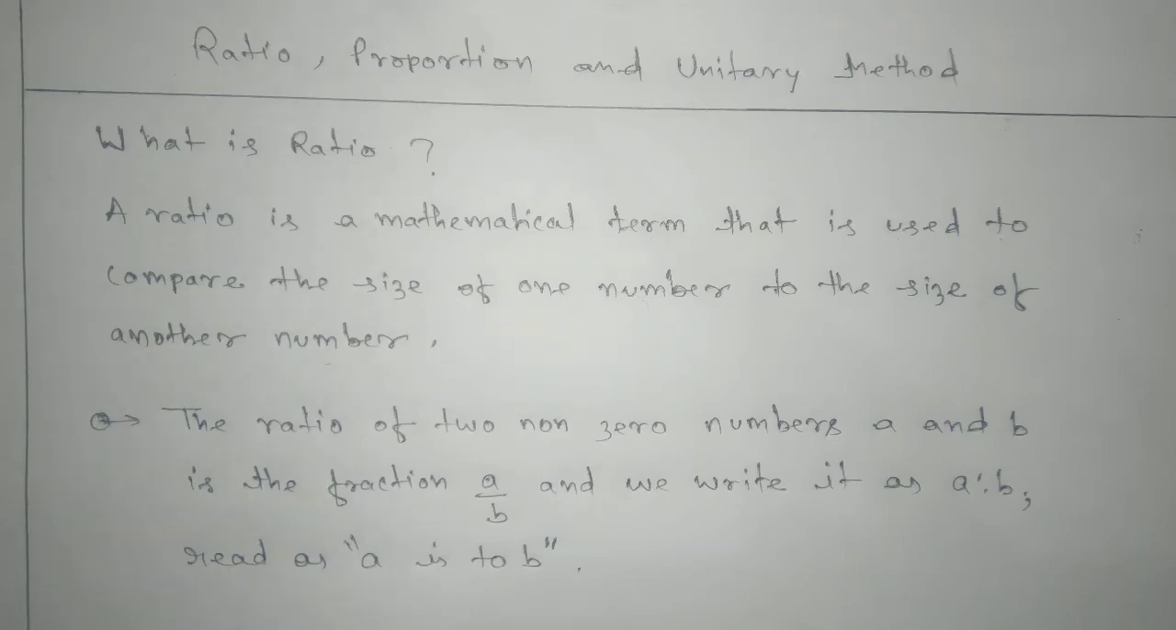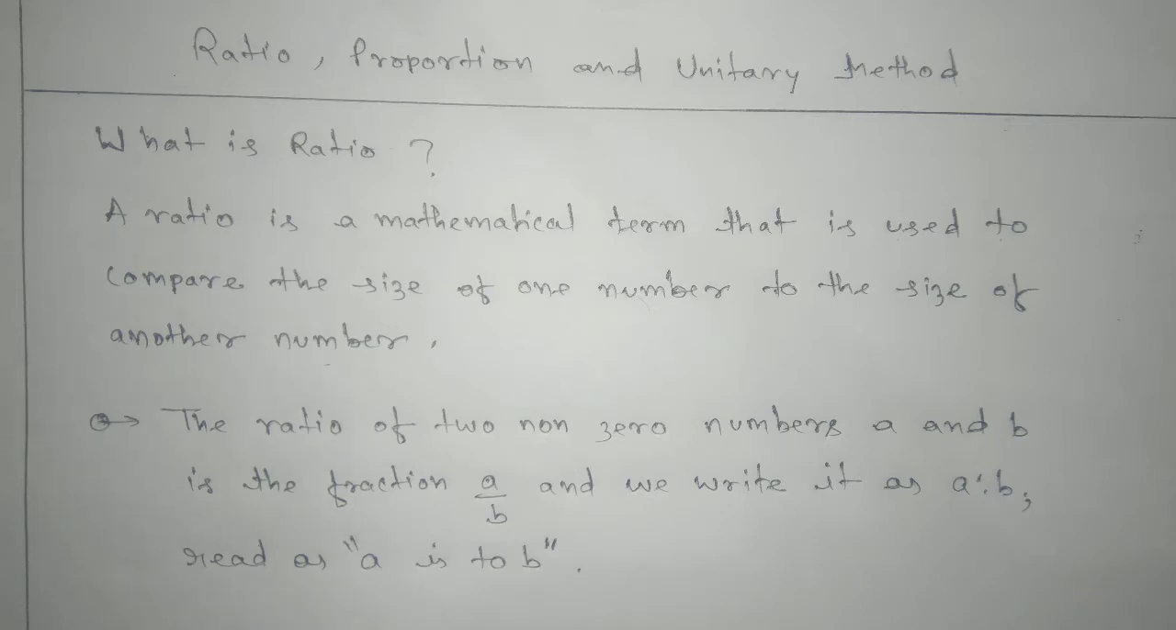Namaste students. Today we are going to start a new chapter, that is ratio, proportion and unitary method. Before we start, let's get introduced to the term: what is ratio? Ratio, in simple terms, is comparison. Compare two or more quantities. If we compare anything with a number, then that part we call ratio.